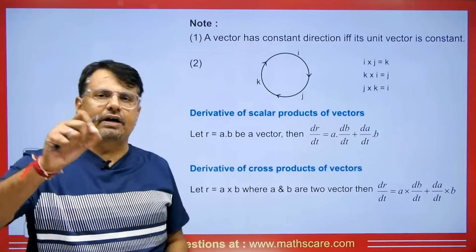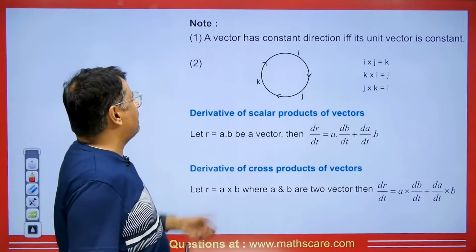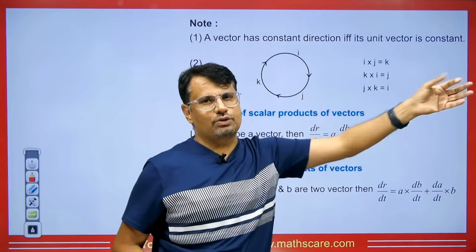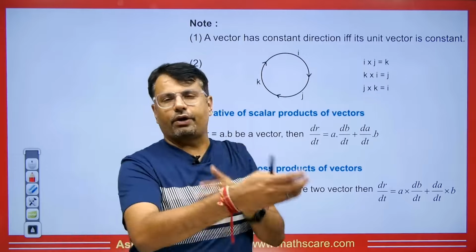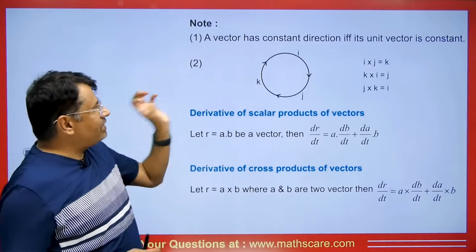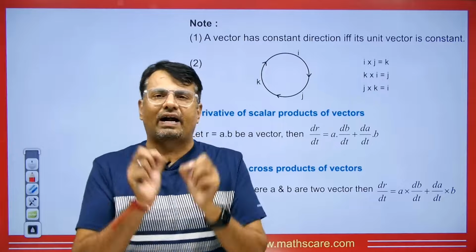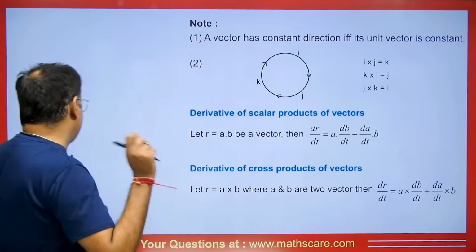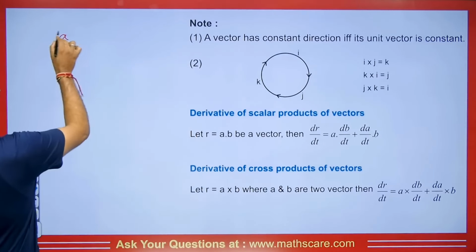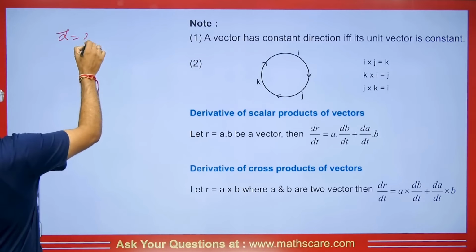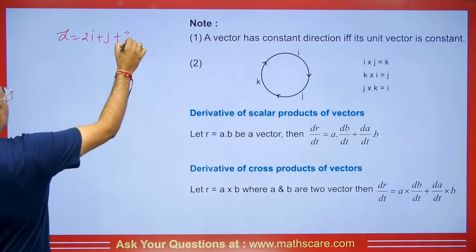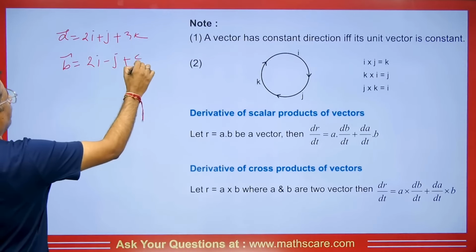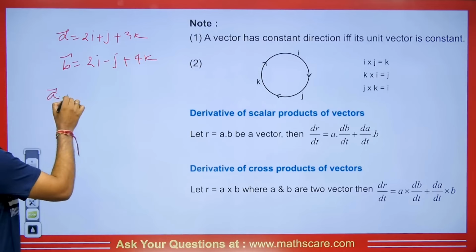Moving on. There are some important remarks that I want to tell you. First thing we have here is that a vector has constant direction if and only if its unit vector is constant. I'll prove this, students. I will discuss the question later on how this works. Second point is that whenever we are given two vectors, we will see how we calculate the dot product and cross product. You should have a little idea. Let's say we are given a vector. Vector A is given, which is 2i plus j plus 3k. And the second vector given to us is 2i minus j plus 4k. If you are asked, you have to calculate A dot B, right?